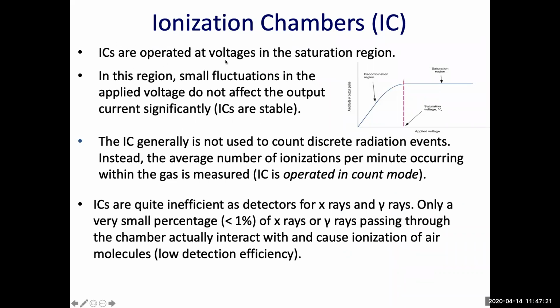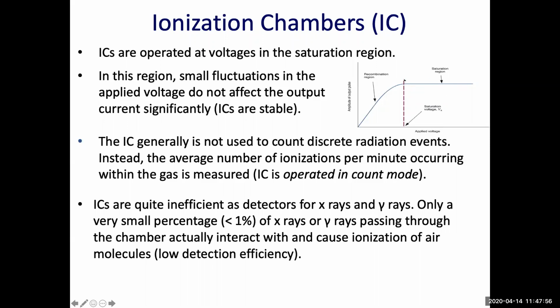Ionization chambers are operated at voltage in the saturation region, as we said. In this region, a small fluctuation in the applied voltage does not affect the output current significantly. So we say ionization chambers are stable. Here is the applied voltage and here is the amplitude. If we change the applied voltage a little bit, the output signal will not be affected and will still be the same. So the ionization chamber is considered a stable kind of detector.